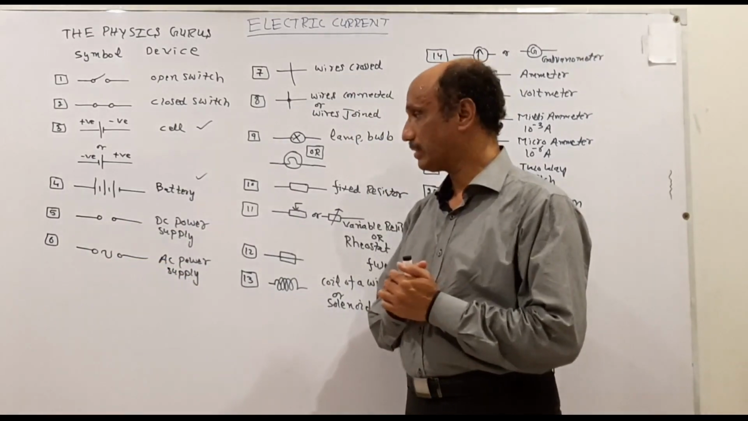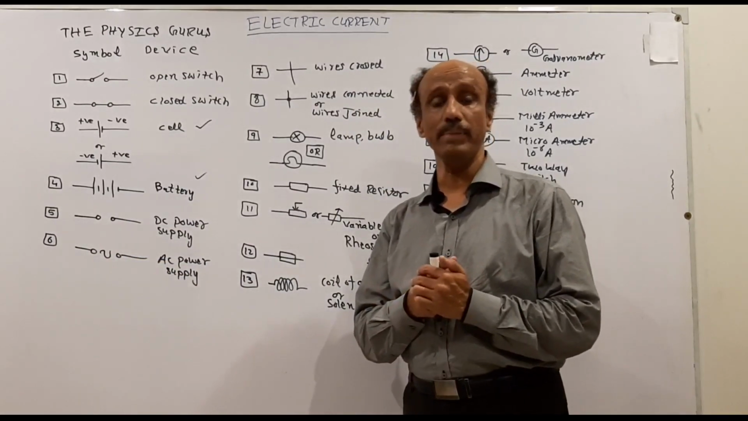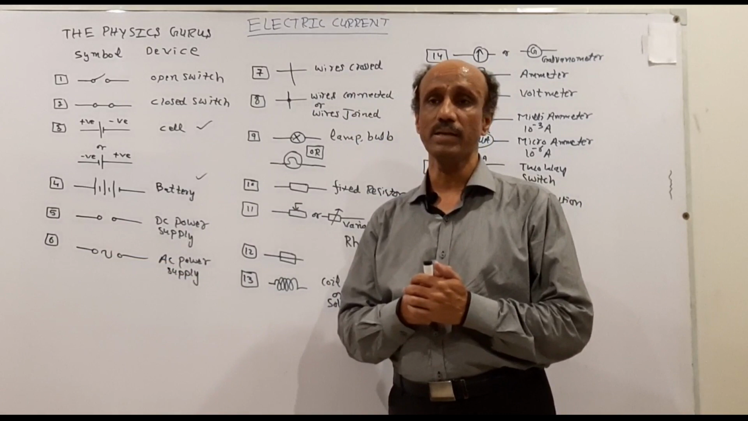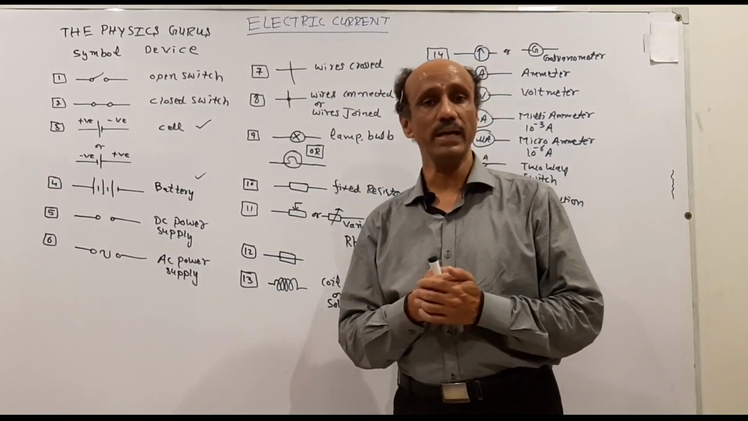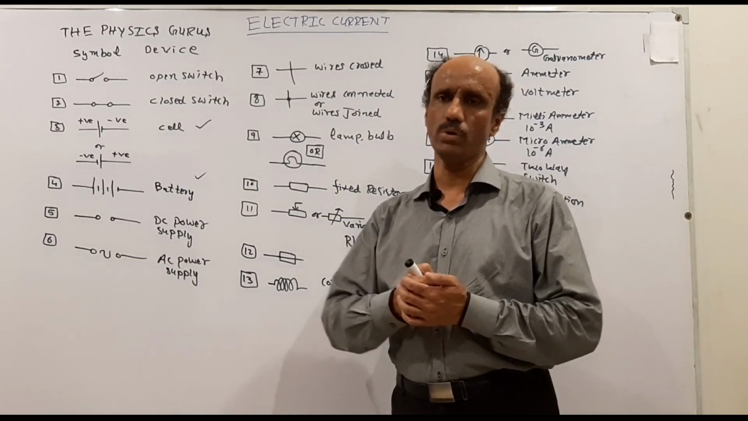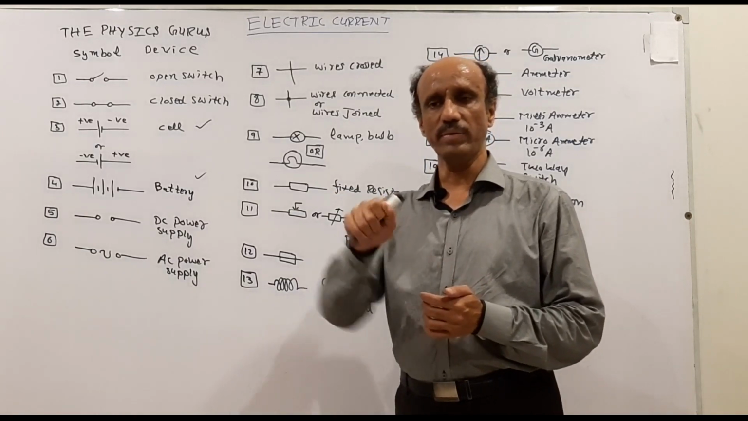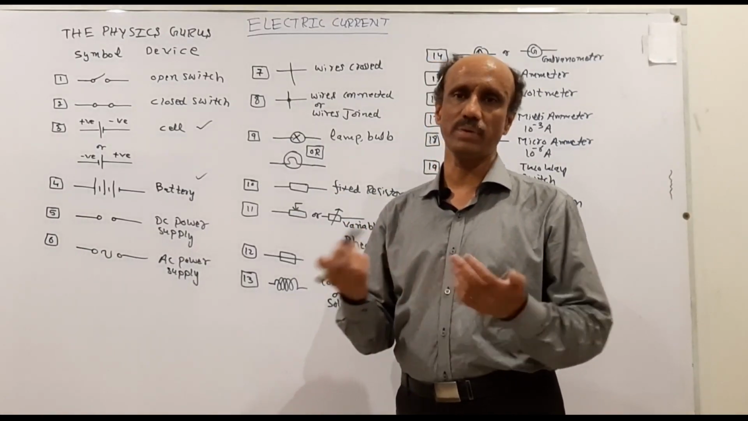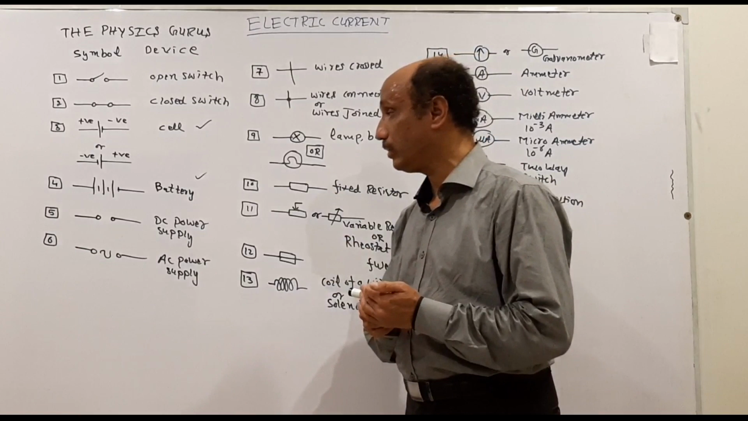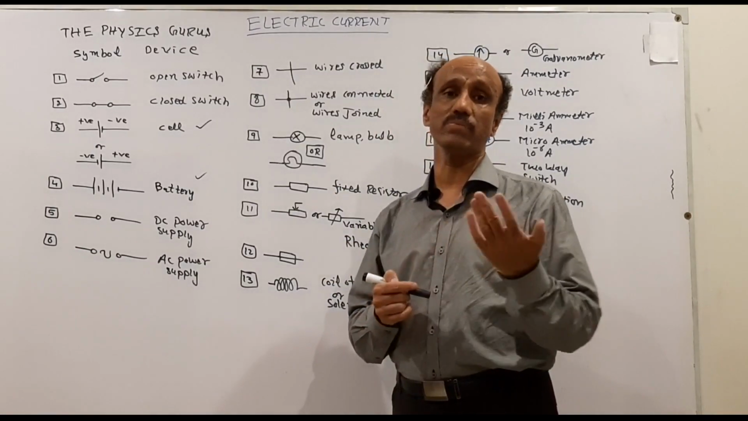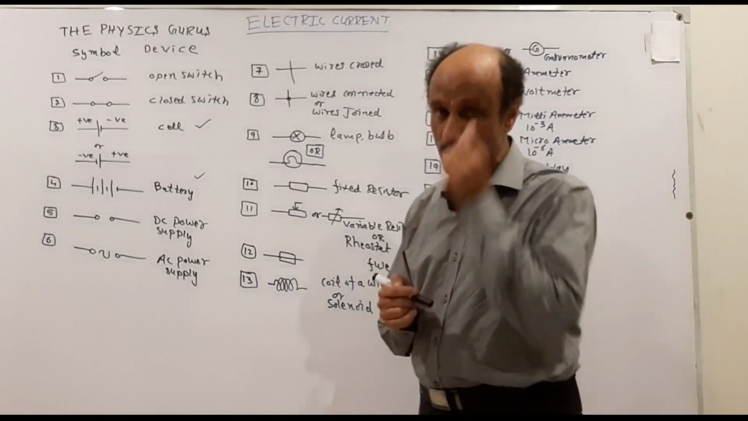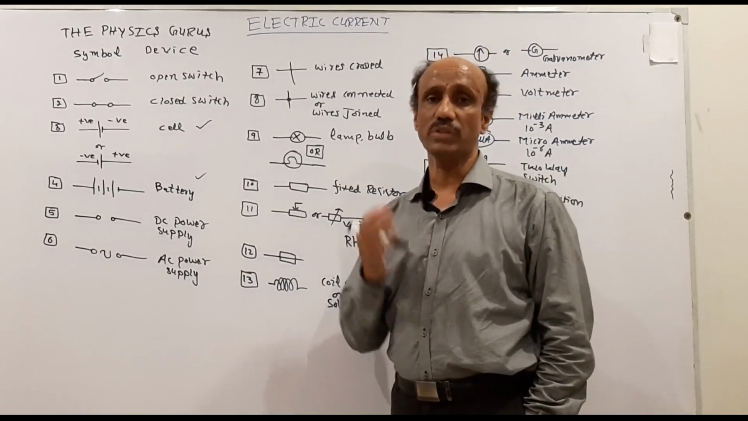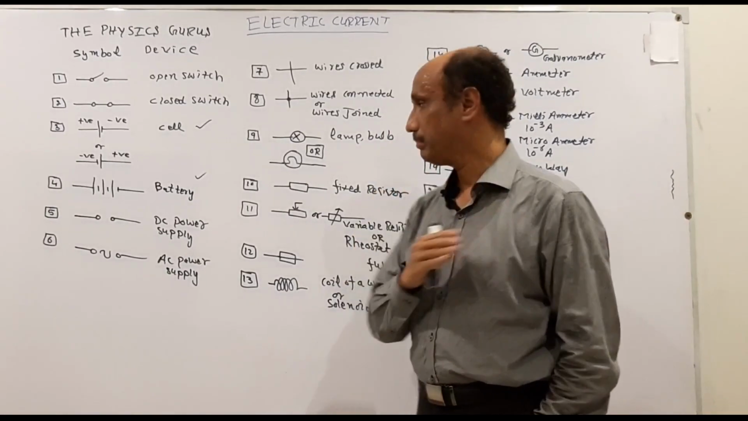The variable power supply. The variable power supply means a power supply which, in the case of DC, will have 0 volt, 1 volt, 2 volt, 3 volt. As soon as we move the knob, we will get a different value of the output voltage. But in the case of the mobile charger or the laptop charger, we have the same output.